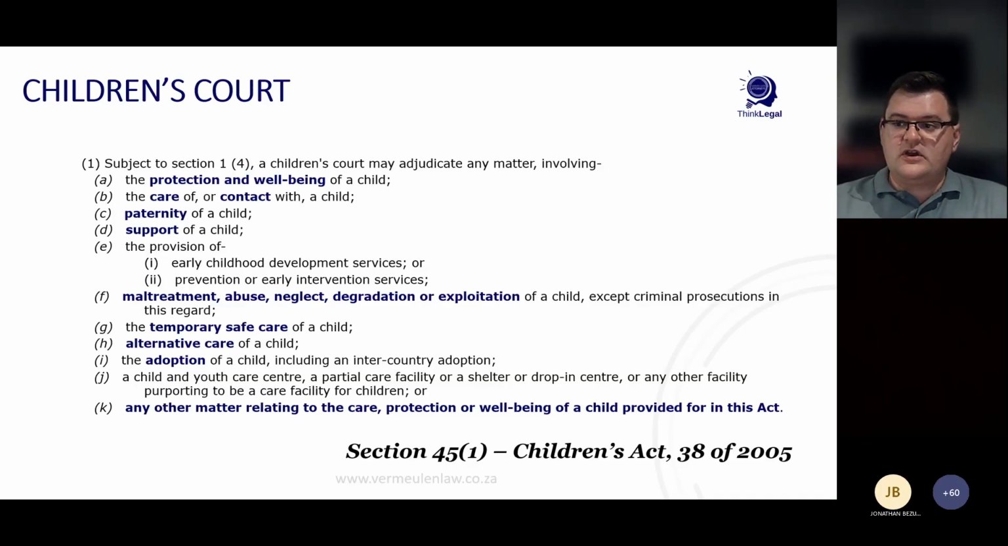And then last one, K, very, very important, we've got this catch-all: any other matter relating to the care, protection, or well-being of a child provided for in this Act. The Act obviously being the Children's Act. So the Children's Court has very, very broad powers to adjudicate children's matters, obviously now made broader by the amendments to the Children's Act, which I will also distribute with our course material today, and which I'm eternally grateful to have received on the WhatsApp group from one of our participants.